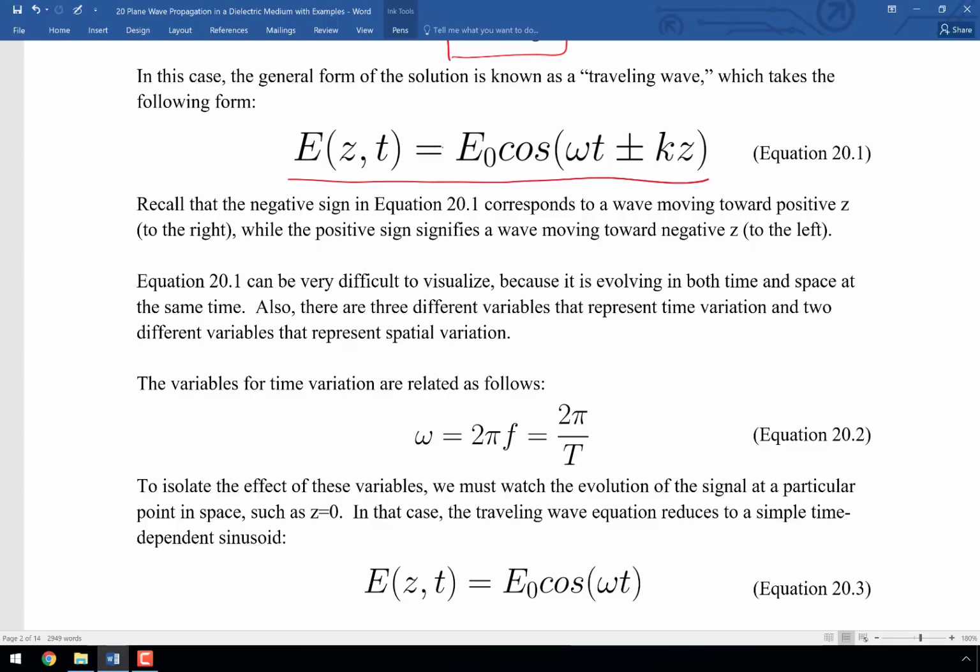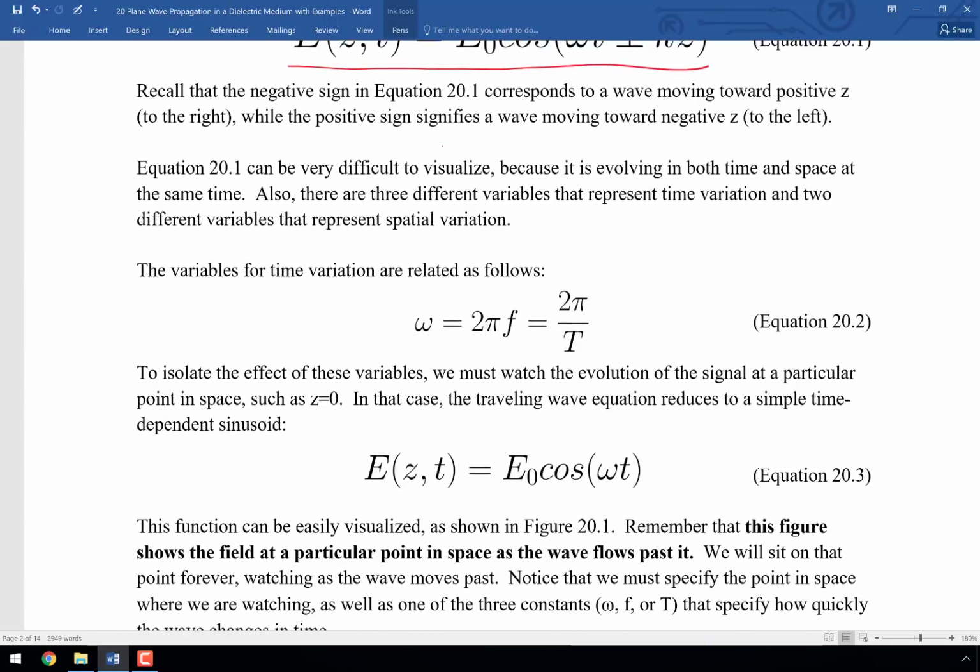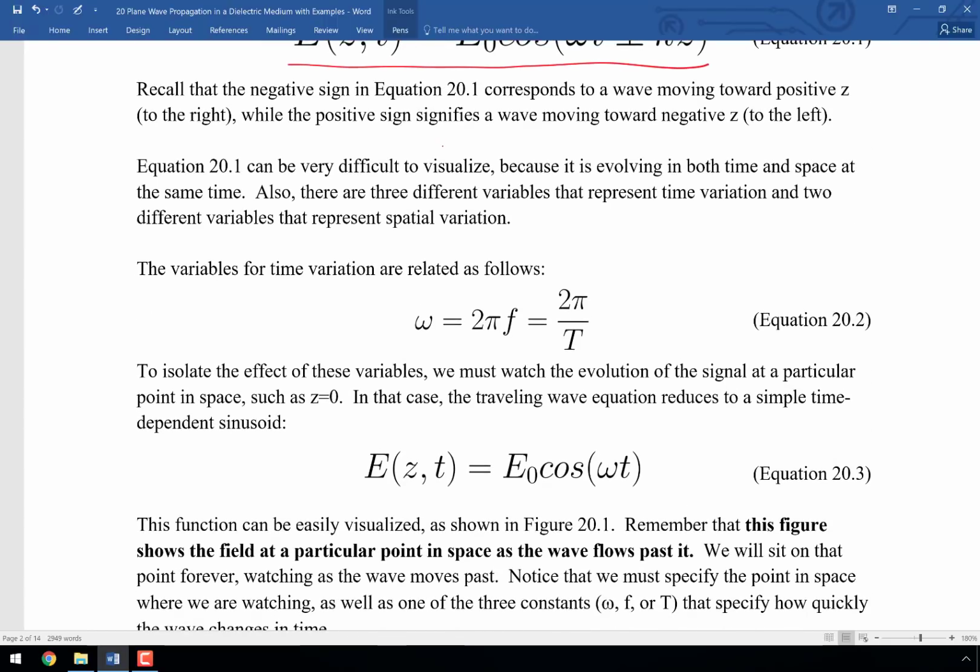There's the frequency f, there's the radial frequency omega, and there's the period T. And I've got equation 20.2, which shows the relationship amongst all of those. Remember that the period T is the time from when one peak of the wave hits our point of interest to the time when the next peak hits our point of interest. 1 over T is the frequency. Multiply the frequency, which is the revolutions per second, by 2 pi, and we get radians per second, and that's omega.